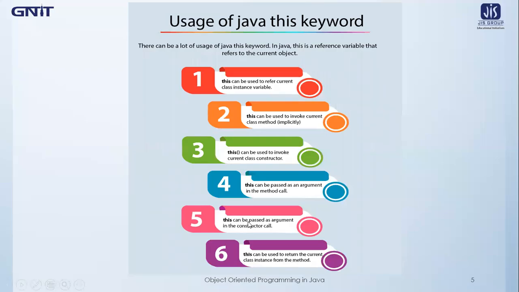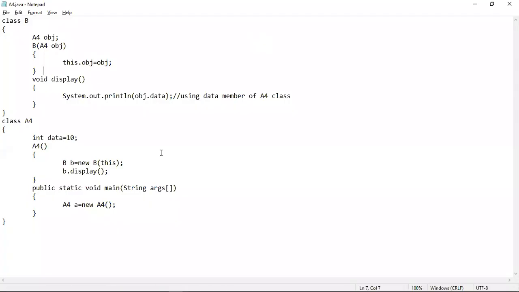So the last topic of today's lecture is how this keyword can be passed as an argument in the constructor call. Now let's see an example program to understand this concept. This is an example program that shows how this keyword can be passed as an argument to a constructor call. Let's understand this program from the main method, which is written inside this A4 class. We all know that the execution starts from the main method.